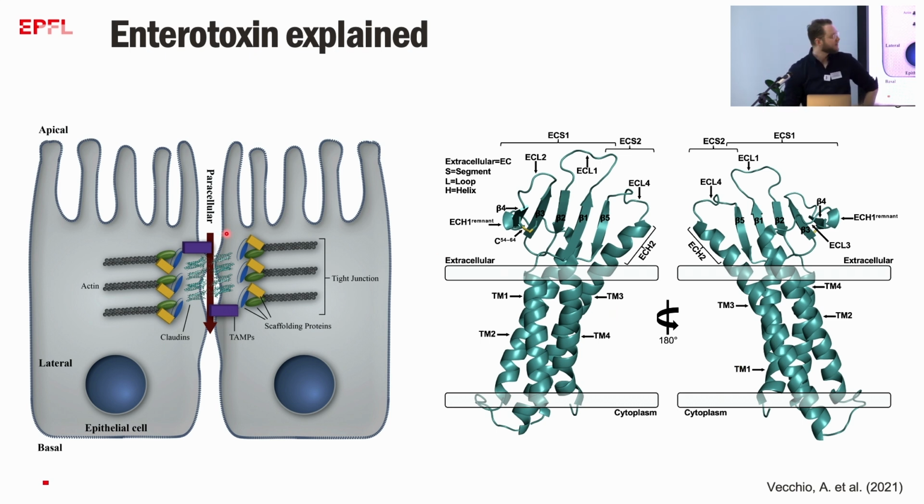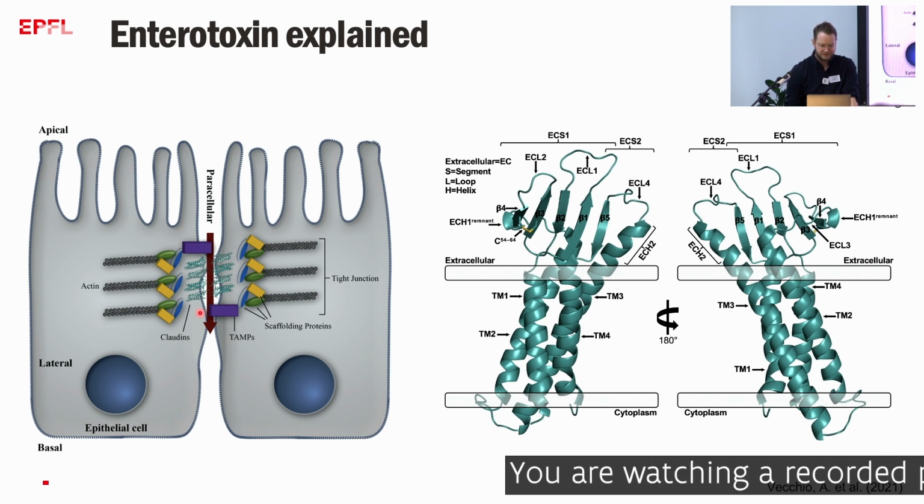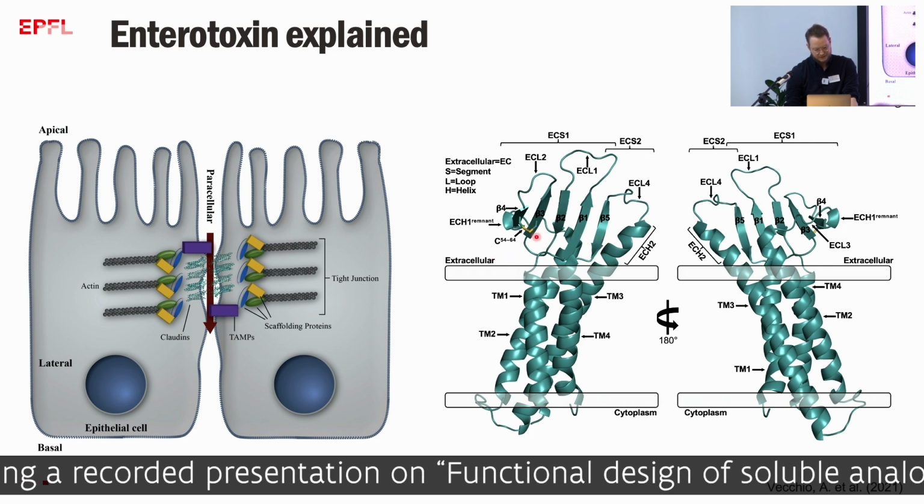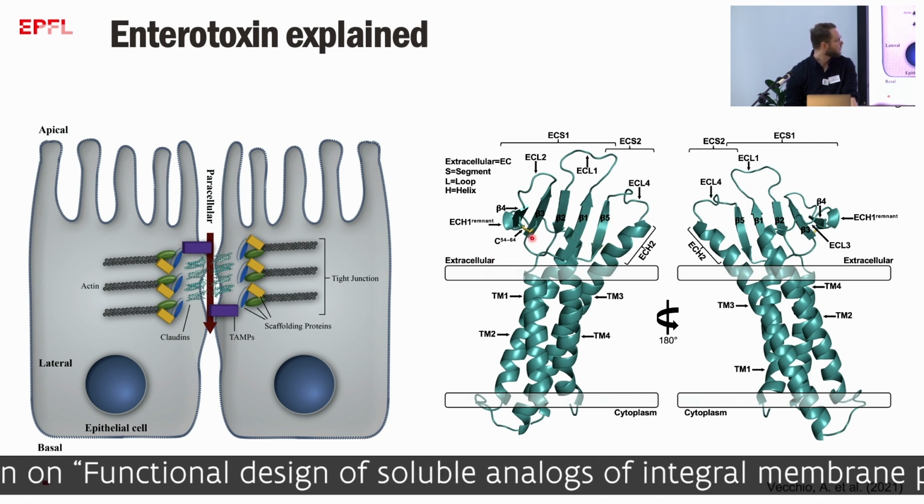So claudins are inserted into the cell membrane, and they form these huge complexes. They can interact with other claudins, and they form tight junctions, which are semi-permeable. I would call them semi-permeable complexes that only allow a certain type of biomolecule to pass. So this is what they look like. They're a four helical bundle with five beta sheets that interact with one another.